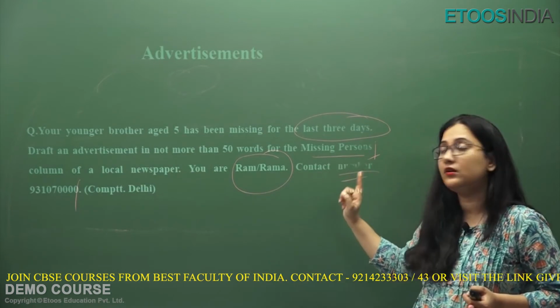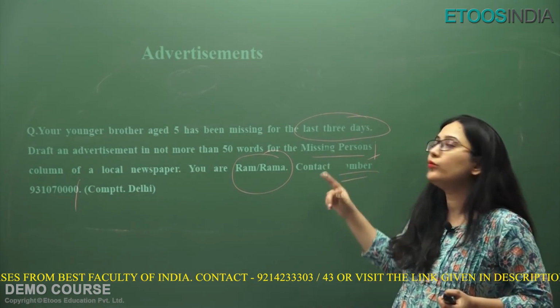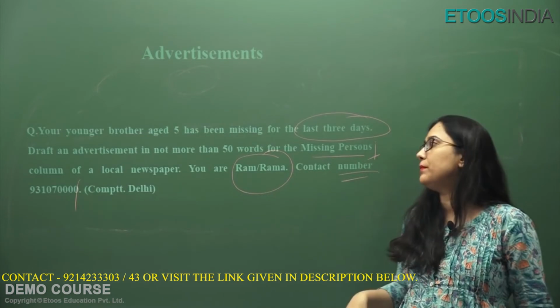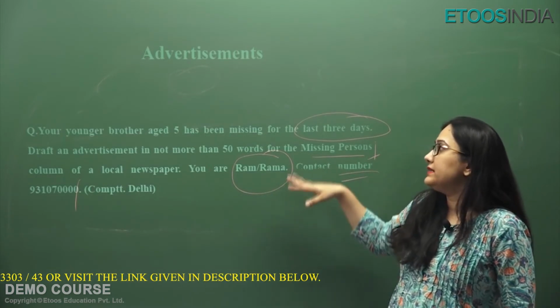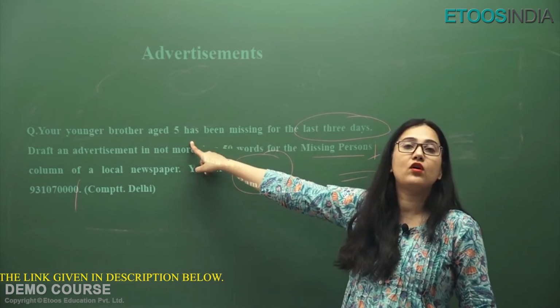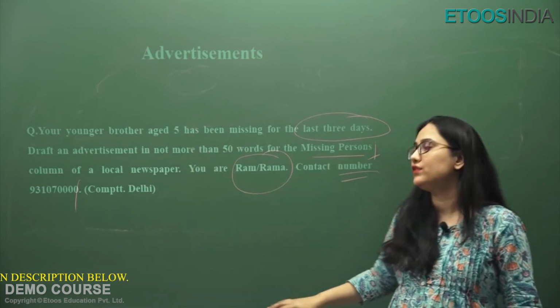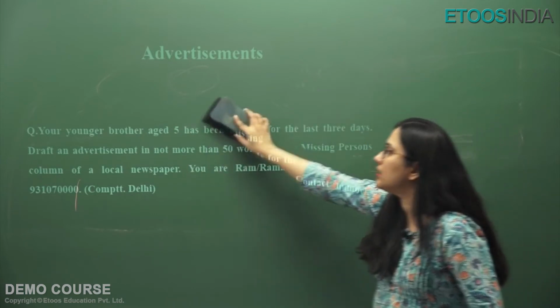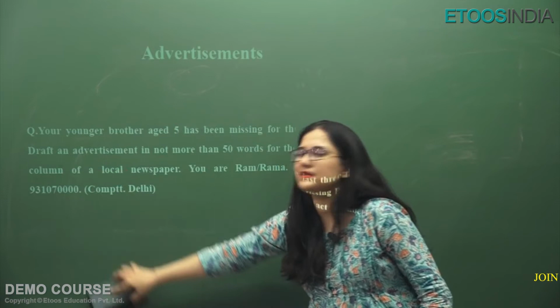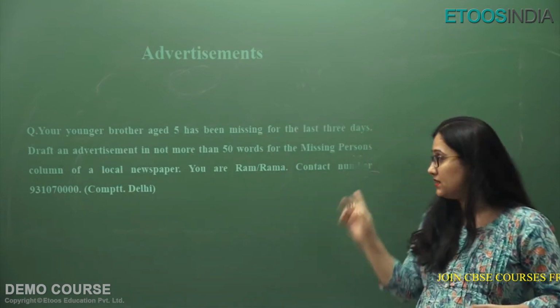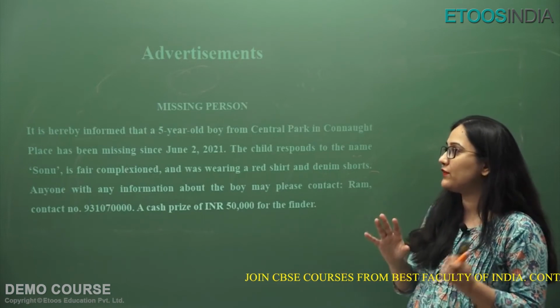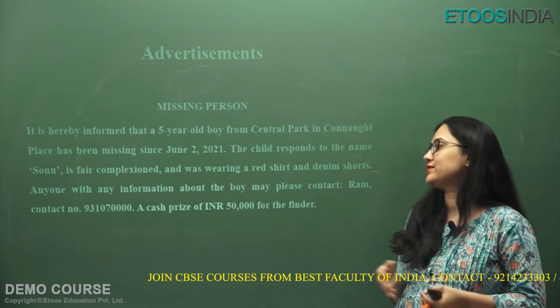You are the elder brother, and you could be the elder sister or the brother. They have not specified that you are also a male. And the person who has gone missing, the child is 5 years of age. They have not given the name of the person who has gone missing, but you can write something, or I prefer XYZ, but I think it's Sonu written there. But I prefer that you just write XYZ.